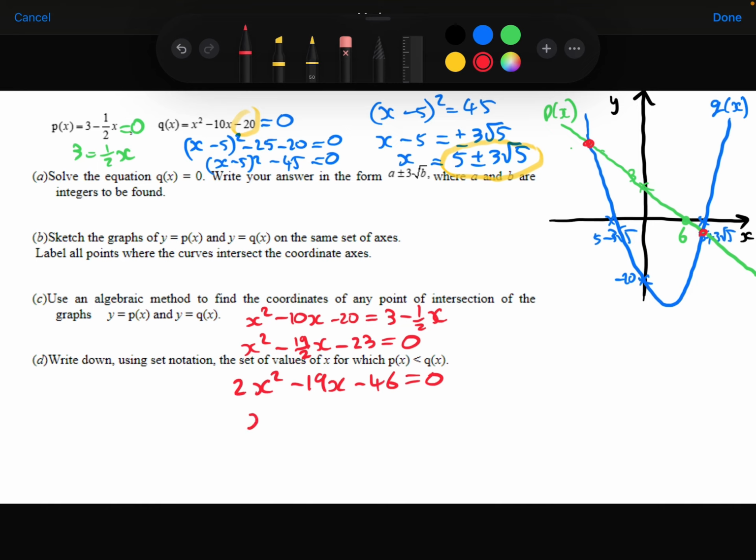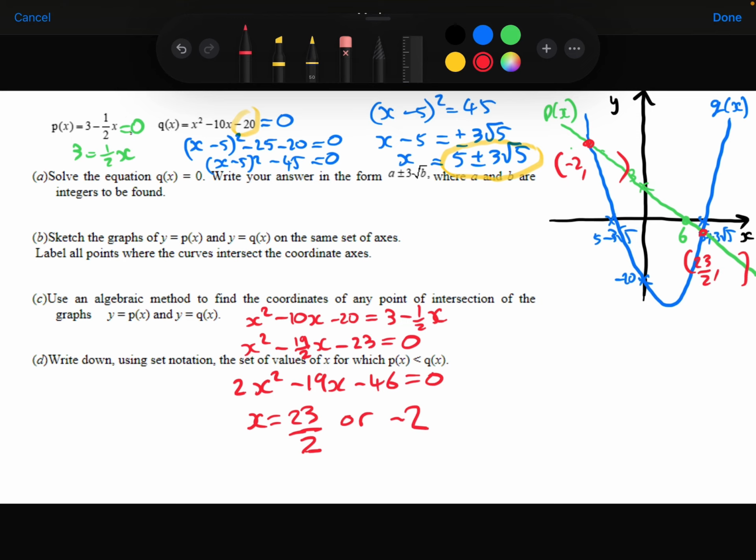Which gives me 23 over 2, or minus 2. Okay, so it would have factorised. Anyway, the point is we've got the two x coordinates. The coordinate here is minus 2 something. The coordinate over here is 23 over 2 something.